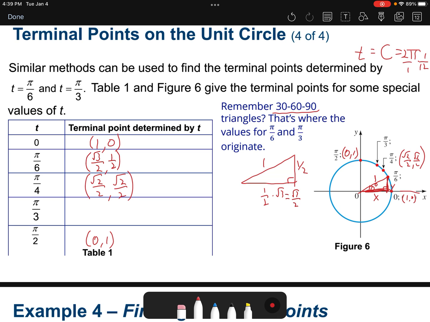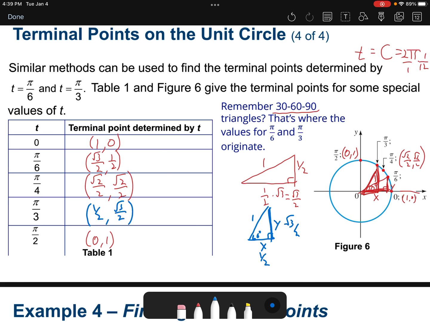Now, pi over 6 is right here, or pi over 3 is right here. So now you wonder, well, how's that related to pi over 6? It's the same triangle, except now it's been flipped. This is still 1, but now the long leg is the vertical leg, or y. So this is y and x now. So that's a half, and that's a radical 3 over 2.